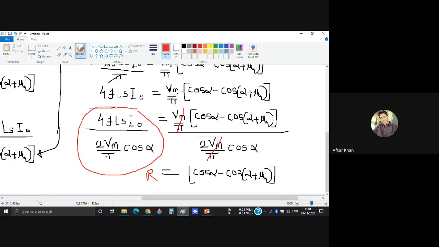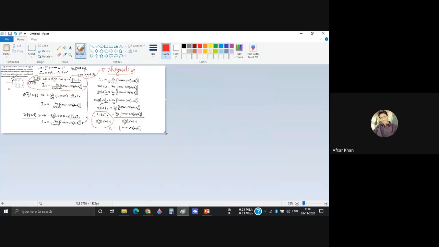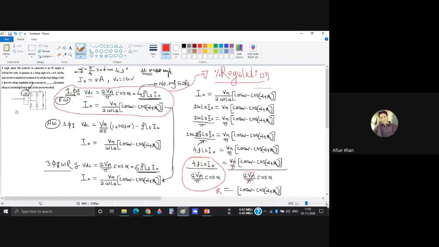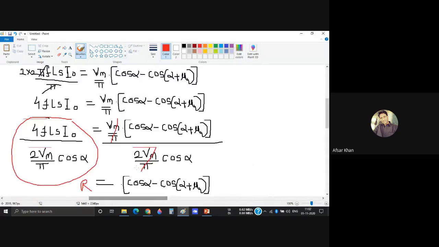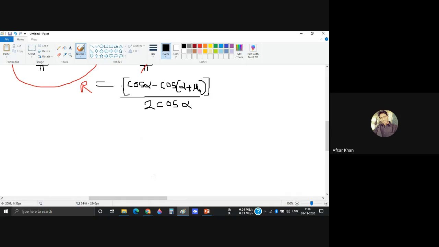Okay. Here also we have 2 cos alpha on the left, right? Yes, sir. Here we have to divide by 2 cos alpha. So this cos into 2 cos alpha, so divide by 2 cos alpha. Yes. Now the only thing is in the calculation of regulation.